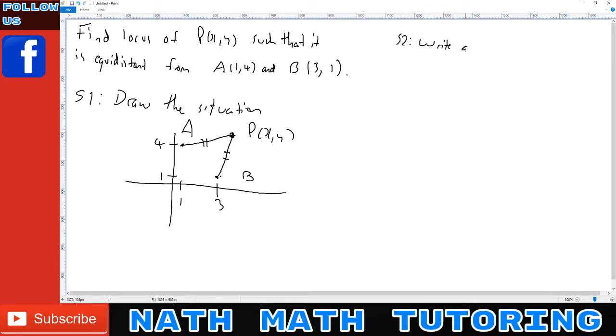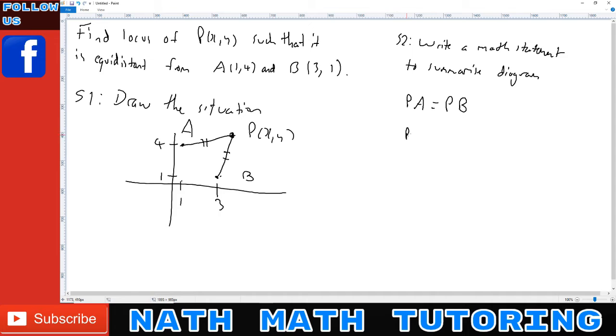Step 2 is write a math statement to summarize the diagram. In order to find a locus, which is an equation, we need to get some maths here. So we're going to make a mathematical statement about this diagram. And the statement is that these distances are equal. So we can summarize that by saying PA equals PB. That's how simple this step is.